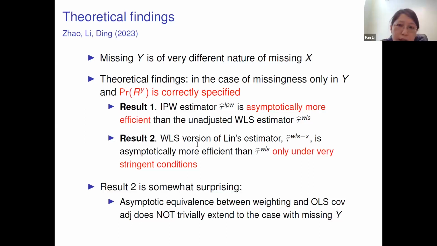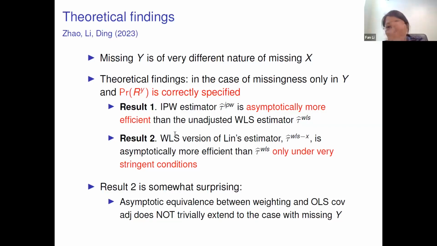Remember what I started with was the question: how to do covariate adjustment when you have missingness both in X and Y. In order to solve that problem, I took this detour, first talking about the case of missing X, and then investigating the case of missing Y. And from missing Y, this actually indicates to me that it's important to theoretically suggest that using weighting is a much better idea than using weighted least squares.